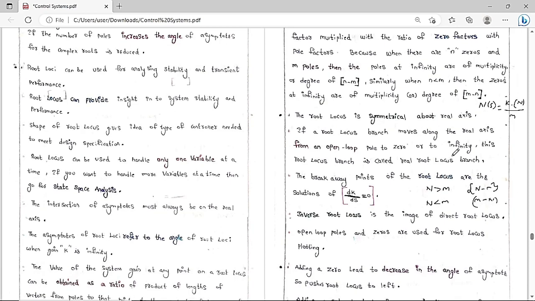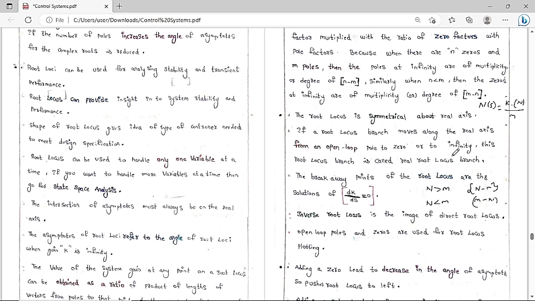The next point is that the root locus is symmetrical about the real axis. It's a basic one. If a root locus branch moves along the real axis from an open loop pole to an open loop zero or to infinity, this root locus branch is called a real root locus branch, because this branch lies only on the real axis all the time. So it is called a real root locus branch.